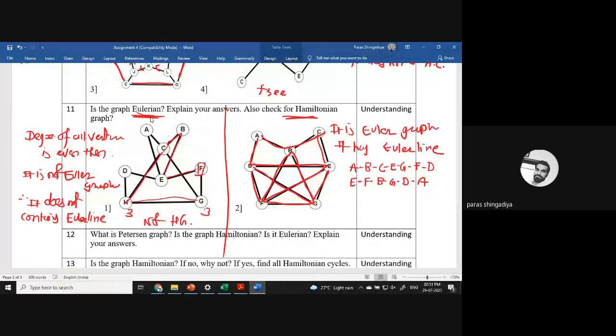And now take it for Hamiltonian. It is also a Hamiltonian graph. Just move on the boundary only. A to B, B to C. Just move on the boundary only: A, B, C, E, G, F, D, A. Okay, that's it. That is a Hamiltonian graph.